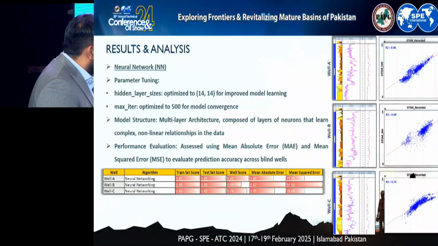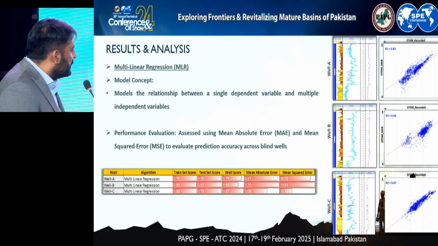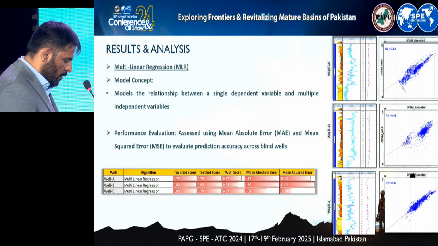So next is the neural network. In the neural network, you will see a similar response. You get a good well score for well A and well C, and a marginal response for well B. This is again indicating the overfitting. But if we compare this with the multilinear regression, you'll see that overall the training and the validation score of the wells, which were kept blind for this, is consistent overall.